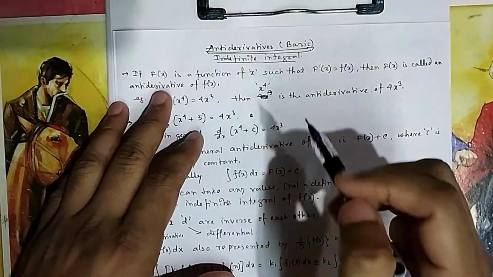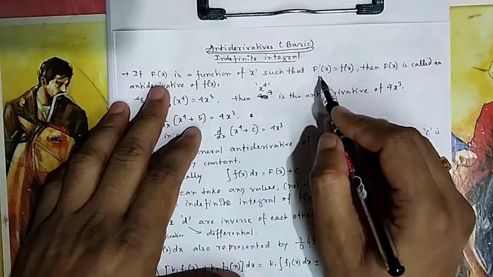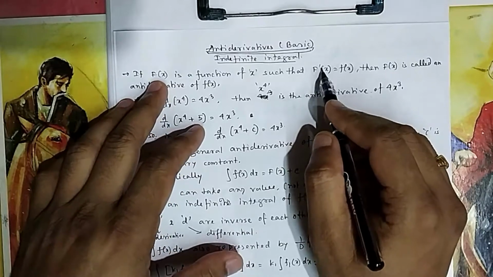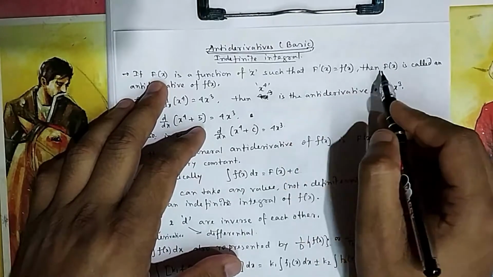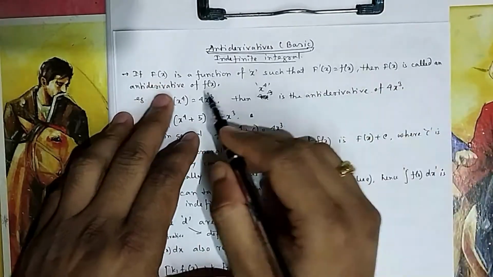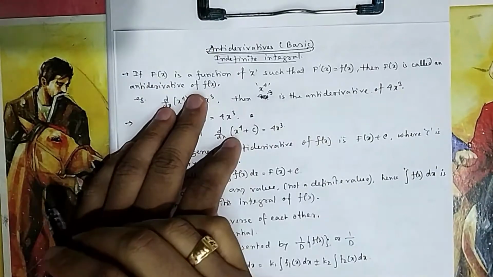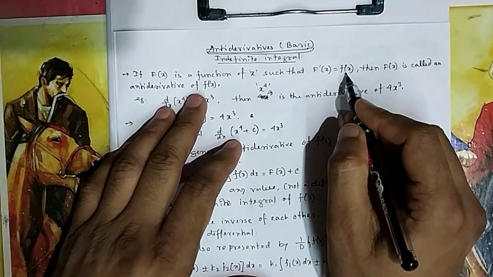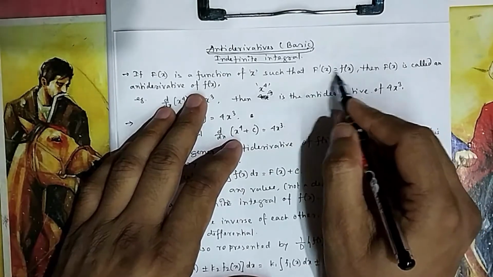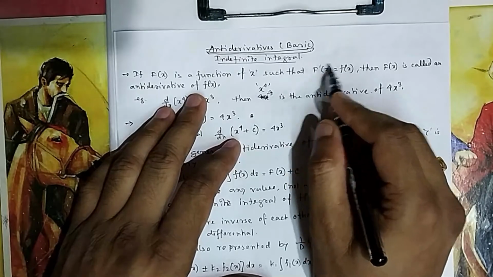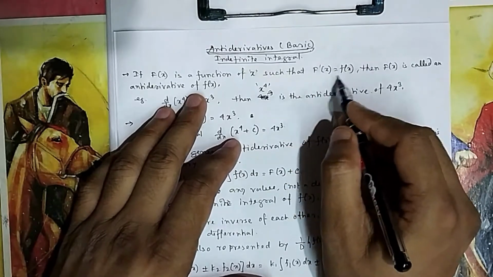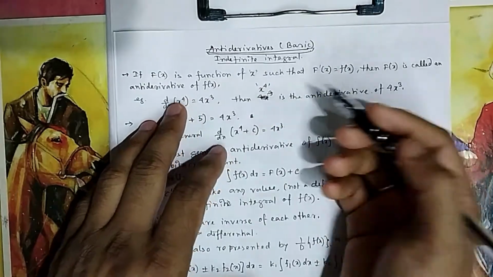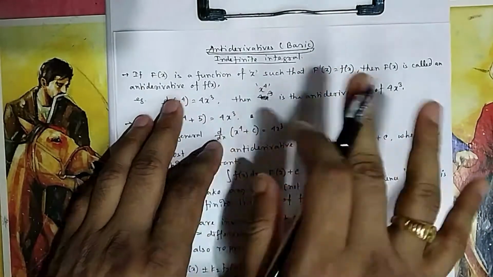Now suppose F(x) is a function of x such that the derivative of capital F is small f. So the differentiation of this F is small f. Then this capital F is called the antiderivative of f(x). That means the derivative of capital F is small f, and the antiderivative of small f is capital F. So the derivative of this is this, and if you come back from this to this, then it becomes the antiderivative. That is the reverse of the derivative.